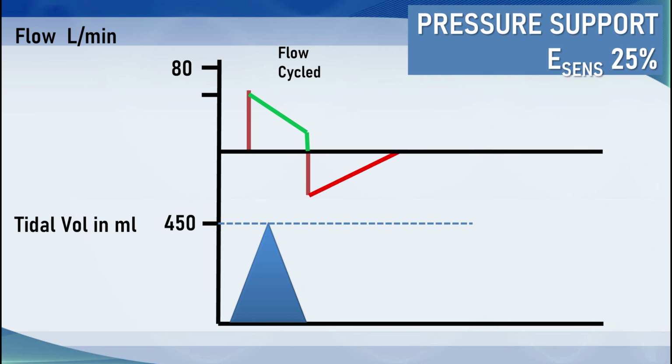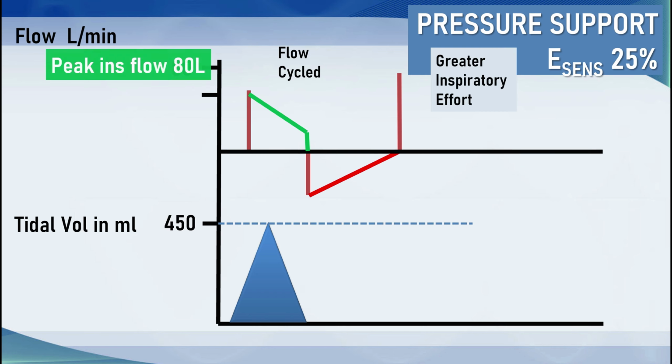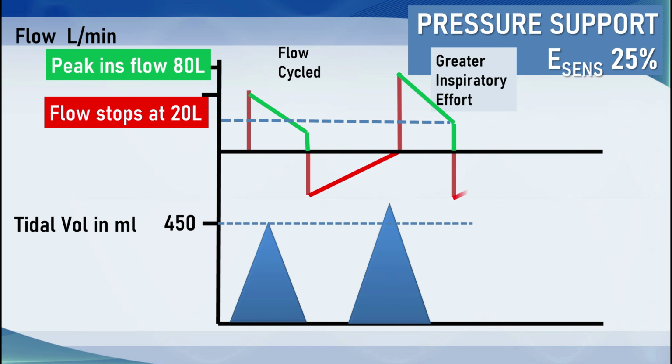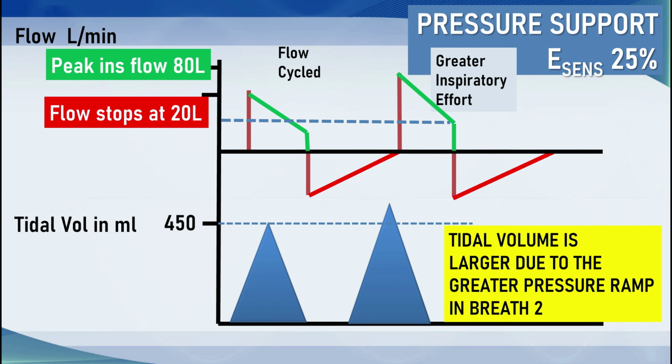The next breath that the patient takes has greater inspiratory effort, and the peak flow is 80 liters. Because 25% of 80 liters is 20 liters, the flow stops at 20 liters, but the tidal volume is larger due to the greater pressure ramp in the second breath.